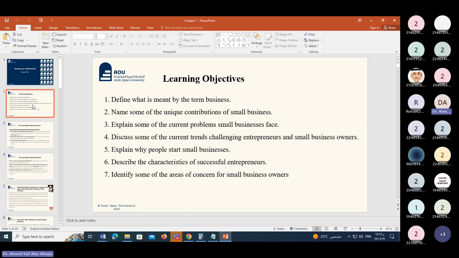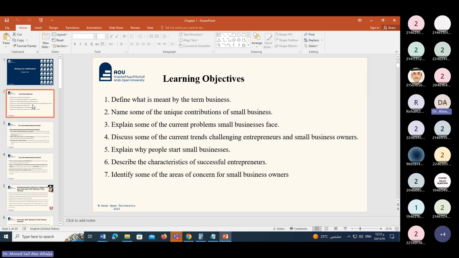So inshallah, in this course, and specifically in this chapter, we are going to answer these questions, or the learning objectives. By the way, guys, please make sure that you understand these questions and how to answer them. Why? Because sometimes the midterm questions will come from these objectives.